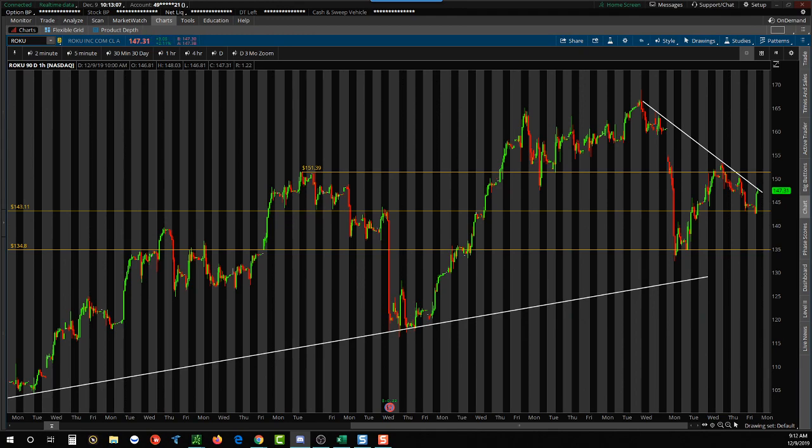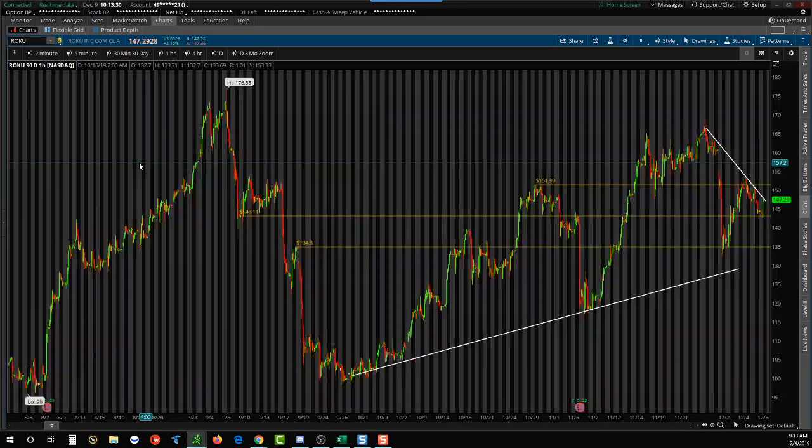Checking the economic news, we've got a revised North America trade deal. Oh, that's not news, that's just the president. The USMCA, formerly known as NAFTA.